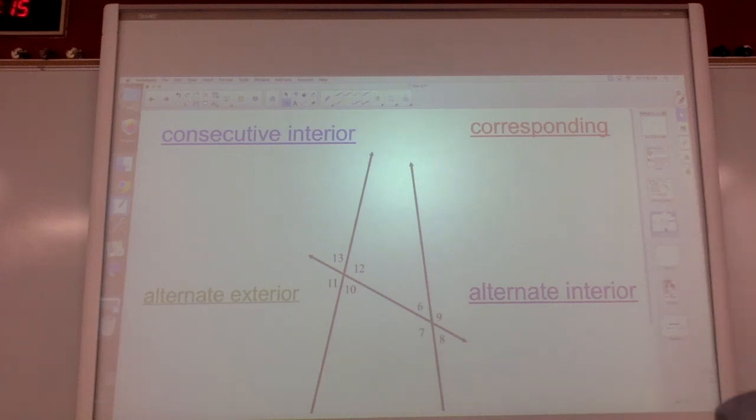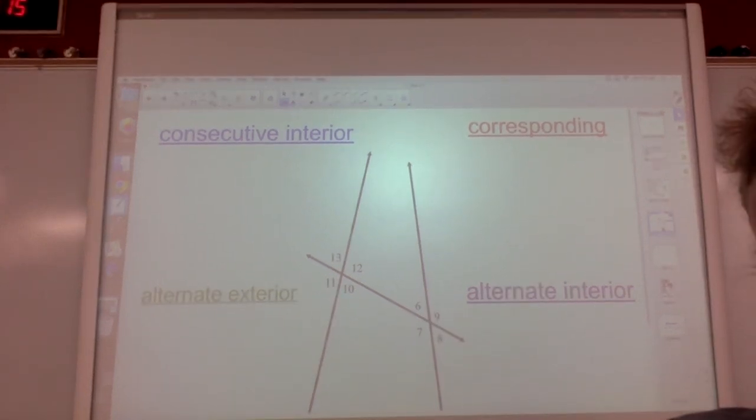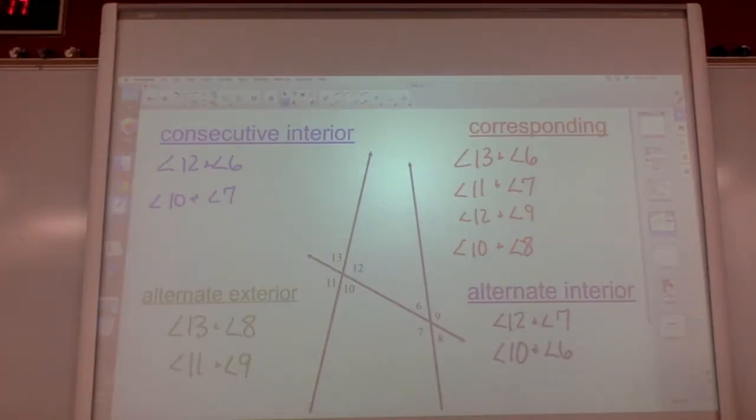I'm going to pause mine too. Okay, take a look. Make sure that you have them, not necessarily in the same order, but look over your consecutive interiors, your alternate exteriors. Your corresponding is the only one that has 4 pairs of angles that are corresponding because they're not limited to interior and exterior. And then your alternate interior.